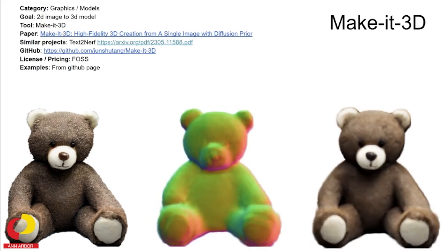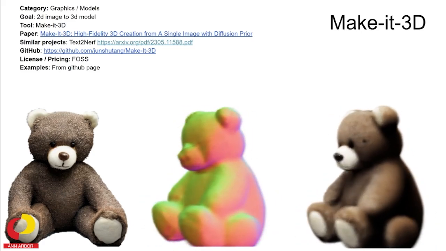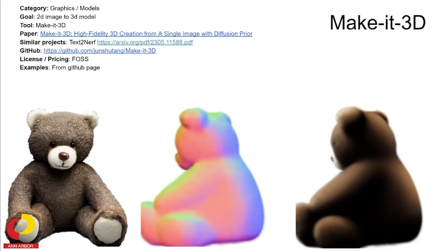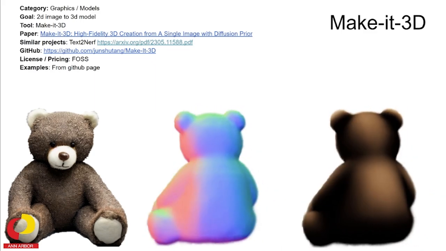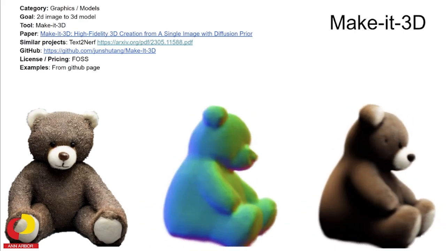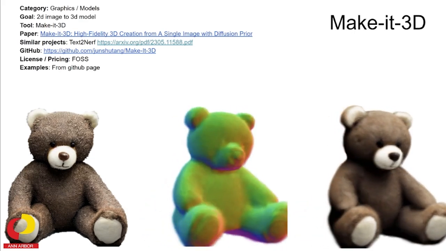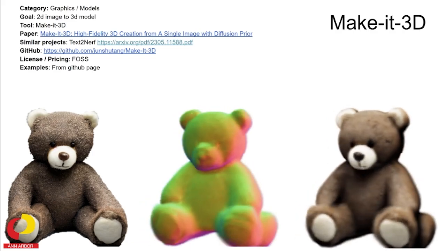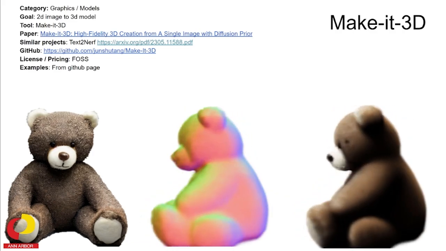Make it 3D. So this is another case where they diffused an image and then kind of hallucinated, turning it a little bit, and we're able to extract a normal map and a diffuse map as 3D models. Really pretty cool. And this one's free and open source. You can go check it out yourself.